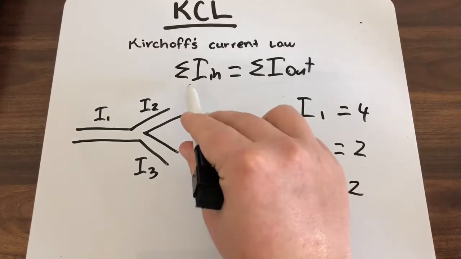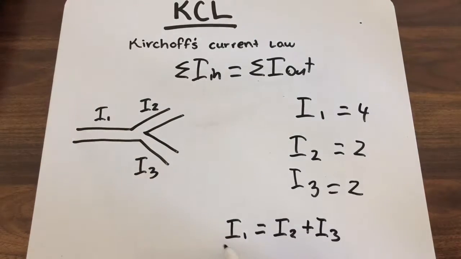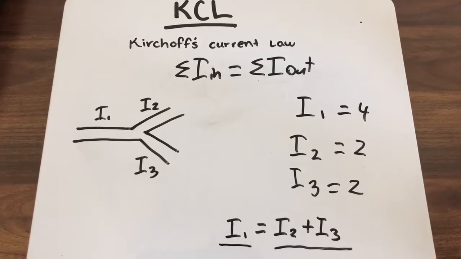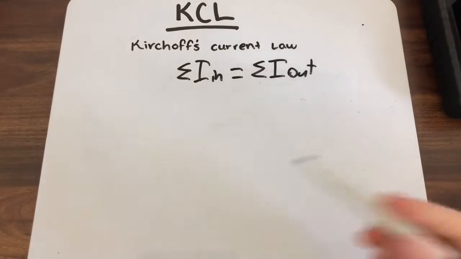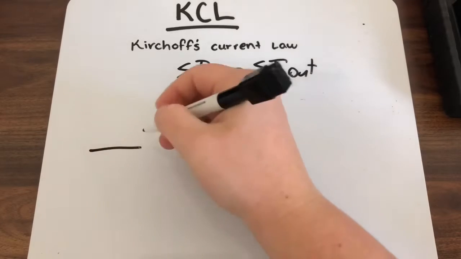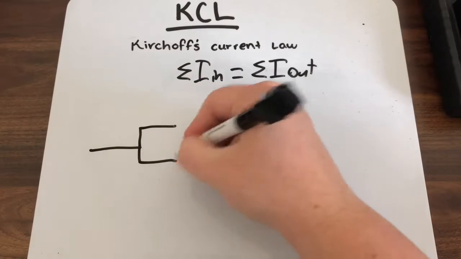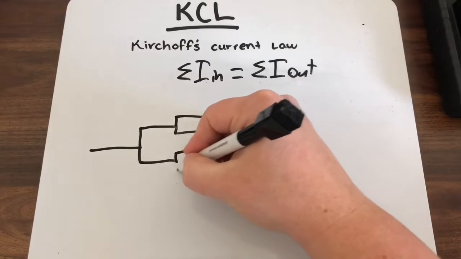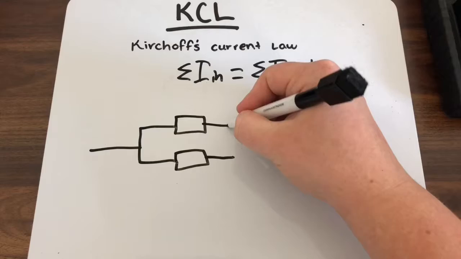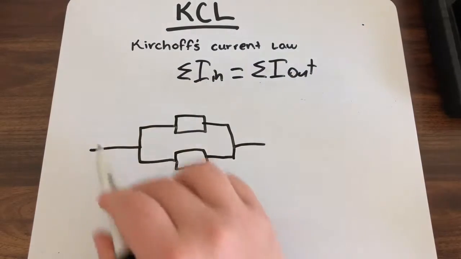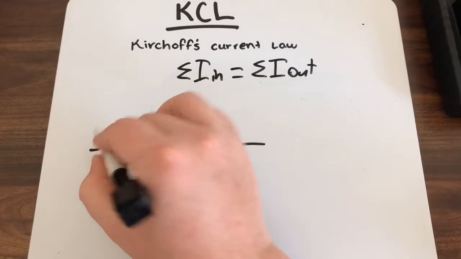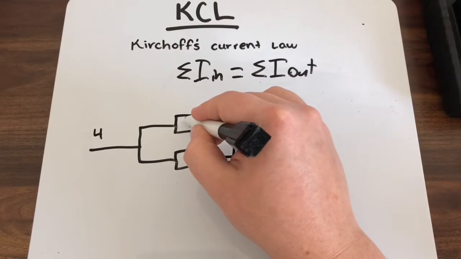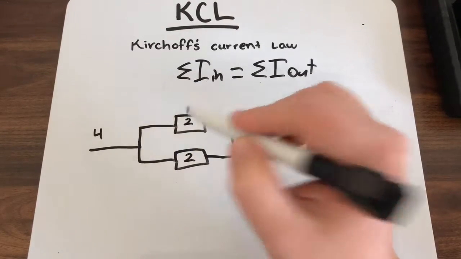Now if we go back to our equation, the sum of the currents in, which is I1, equals the sum of the currents out, which is I2 plus I3. So now let's draw this as a circuit. As a circuit, it would be split up into two branches with two components. Now, we know that the current coming in is 4, and from before we know that this component would be 2 and this component would be 2.